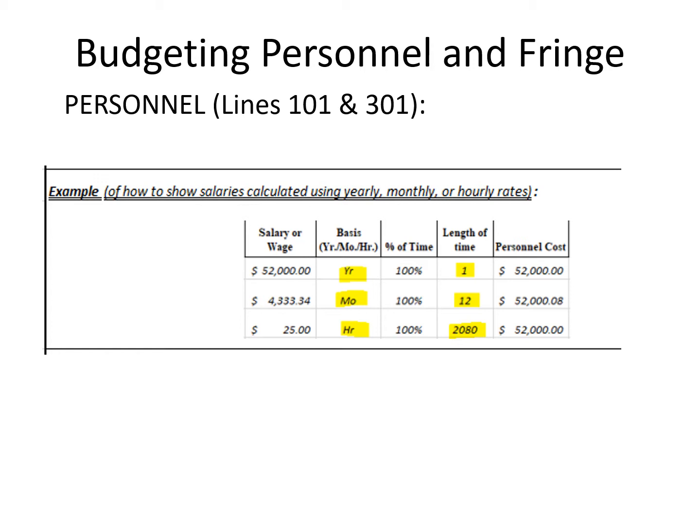And here are examples of if it's a monthly employee, if you're budgeting that person by their monthly salary, and here would be the hourly wage times the number of hours they're working. And in each case, in this percentage of time, you would enter the percentage of time that that employee spends working on the grant you're budgeting.